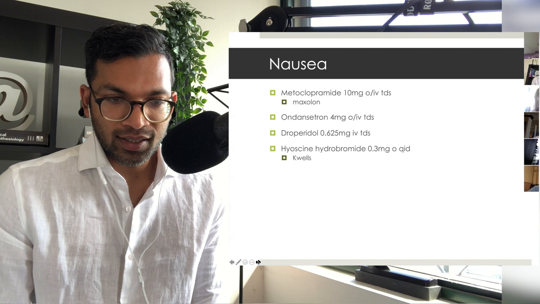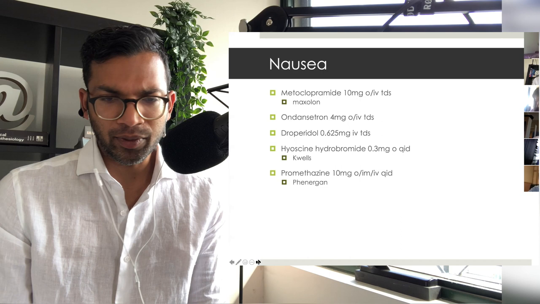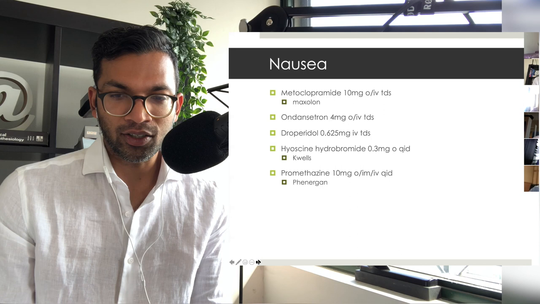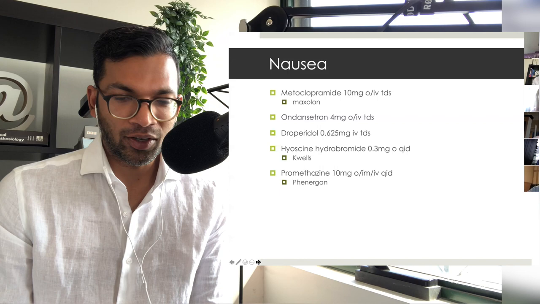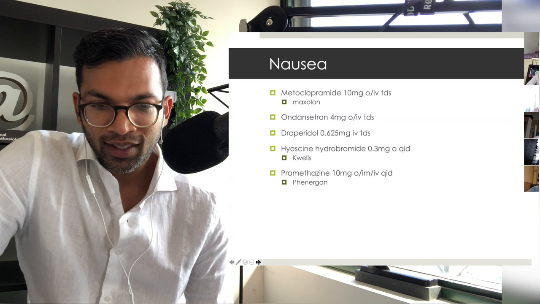Hyoscine is just one tablet, 0.3 milligrams oral QID. Promethazine is your typical Phenergan. Put your hands up. Did your parents ever give you this on car trips? You know, when your parents want to do a road trip and you don't want to go, but you go anyway. And then when you're a kid, they have to give you this because you'll probably be nauseous with your dad driving. Yeah. So one hand goes up.